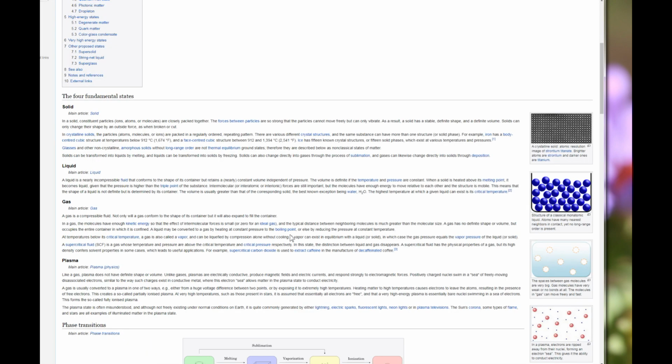So vibration. Now, the next thing I want to talk about are the four fundamental states of matter, as they have to do with vibration directly. The four states of matter are solid, liquid, gas, and plasma. Now, in a solid, the particles, the ions, atoms, or molecules are closely packed together, and the forces between the particles are so strong that the particles cannot move freely but can only vibrate.